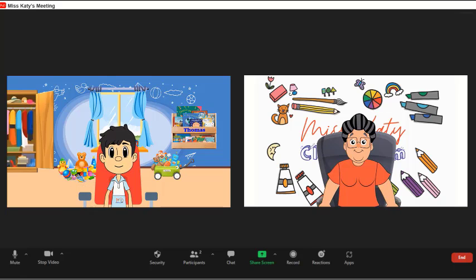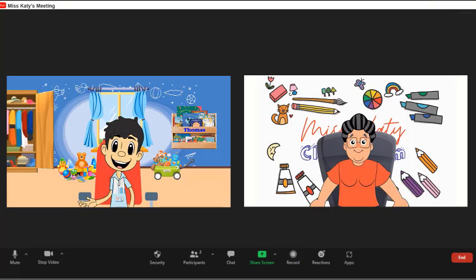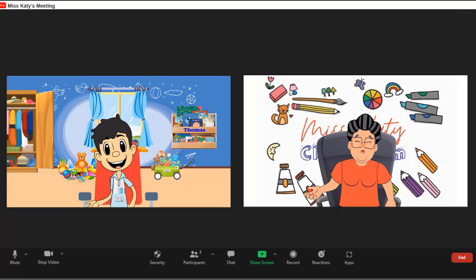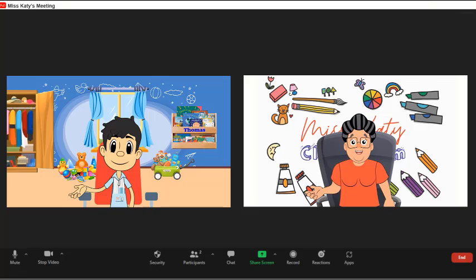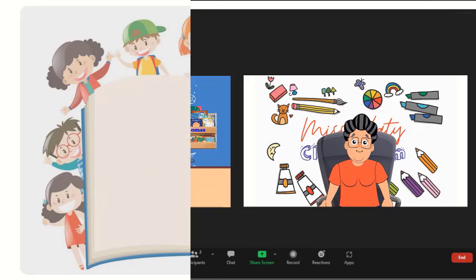Teacher, what are we going to learn today? Hi, Thomas. Today we are going to learn the verb to be. But isn't it difficult? No, it's very easy when we use the magic formulas.